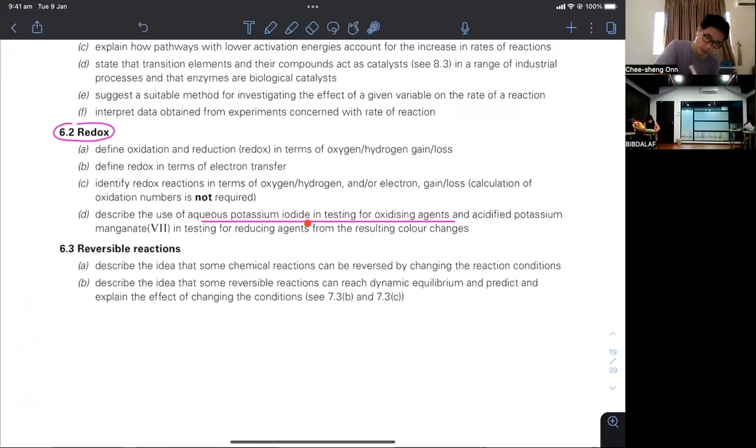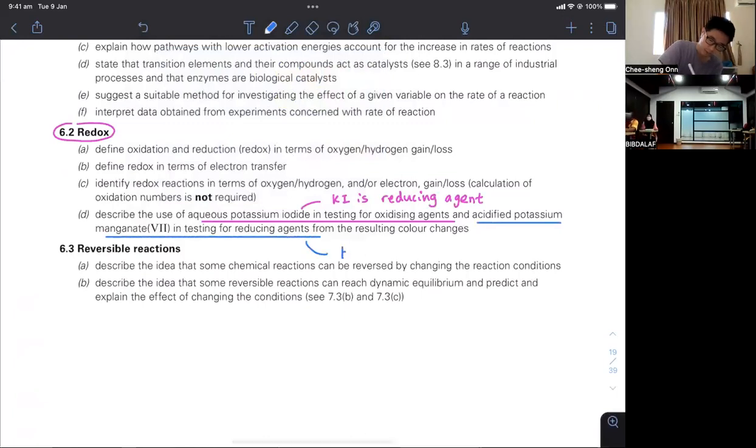Potassium iodide is used to test for oxidizing agents because potassium iodide is a reducing agent. Here, what you want is to test for reducing agents. You want to test for something metal, which is a reducing agent, so what you need is an oxidizing agent. Acidified potassium manganate is used to test for reducing agents because acidified. Without acidified, your answer will be wrong. Potassium manganate(VII): if you write it in words, you must have the VII. If I write it in formula, it is KMnO4, and this is the oxidizing agent.